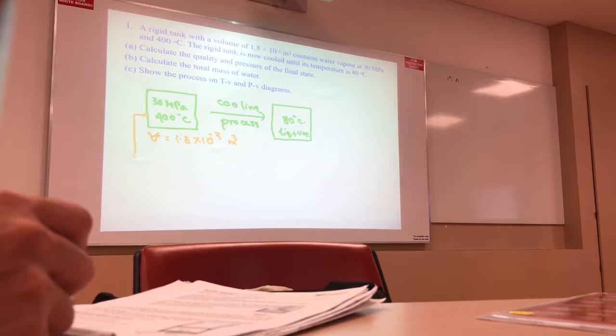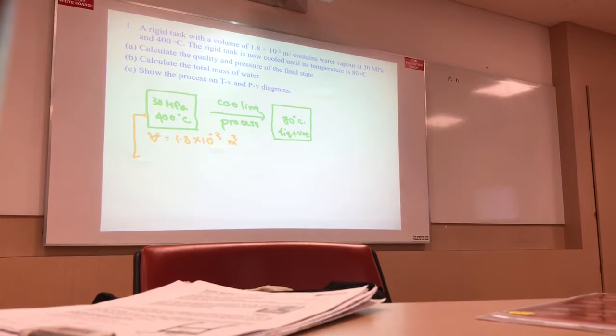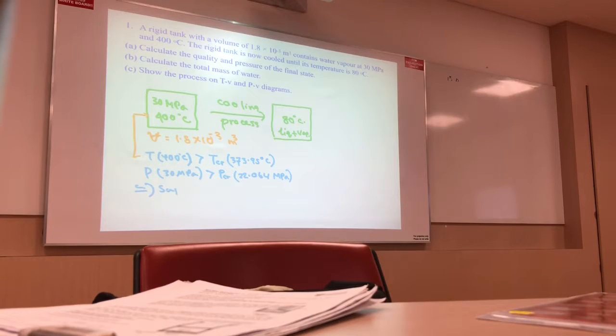From here you can see temperature, right? 400 degrees Celsius is higher than critical temperature, which is 373.95, and pressure 30 megapascal, which is higher than critical pressure, which is 22.064 MPa. So what is the nature of the state? Supercritical vapor.